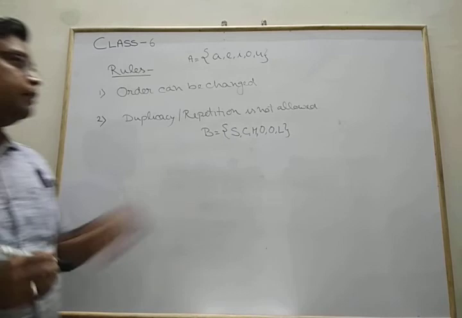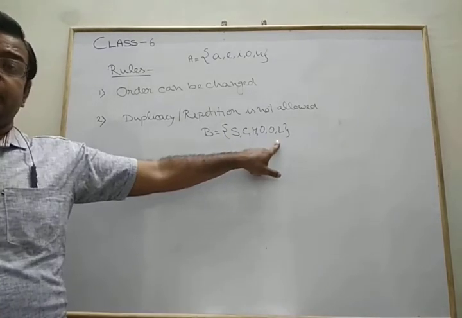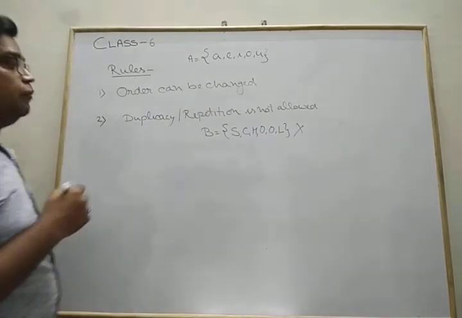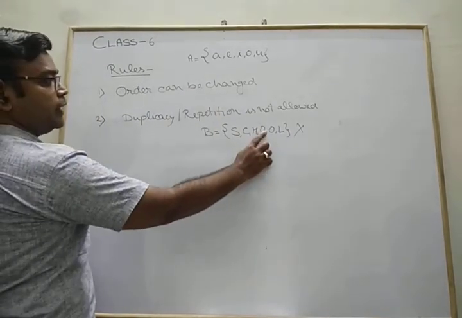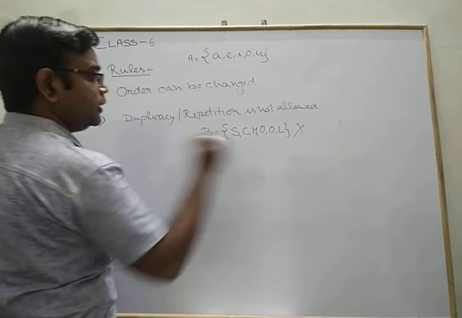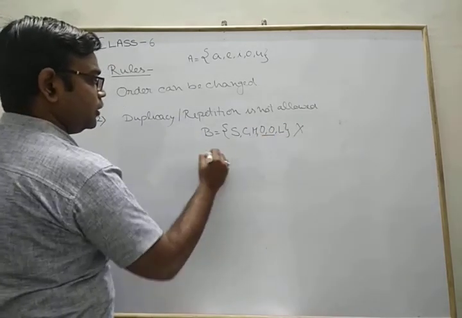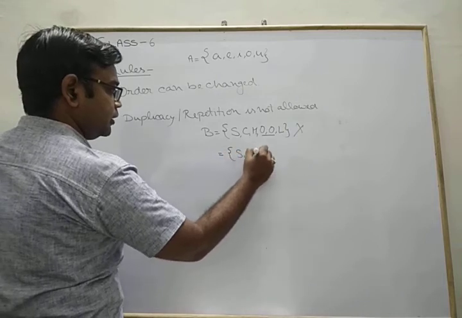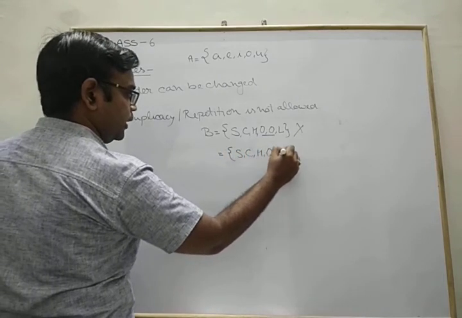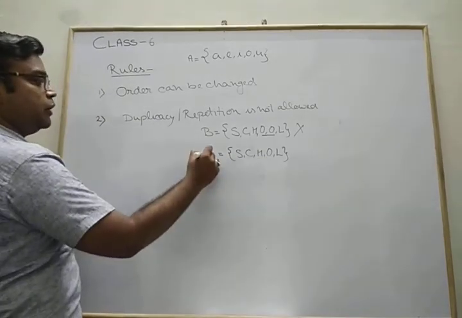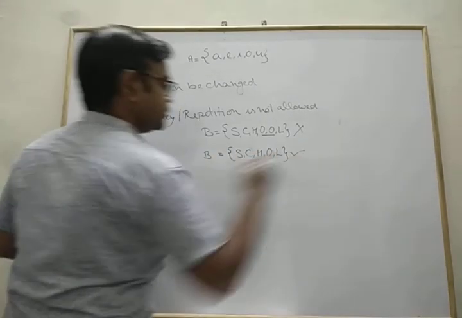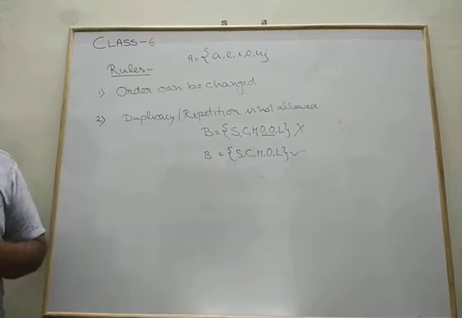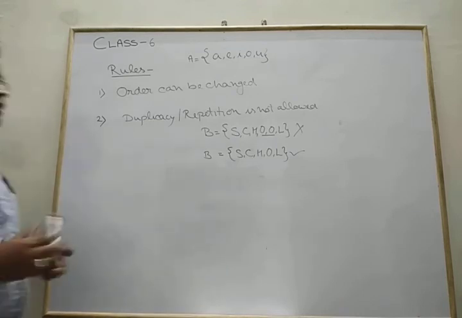Means under school we have these letters. But this is not correct. This is wrong because from the second rule, repetition of an element is not allowed. In this case there are two O's, so it's wrong. In place of this we can write C, H, O, L. So this is the actual set of alphabets used in the word school. This is the second one.